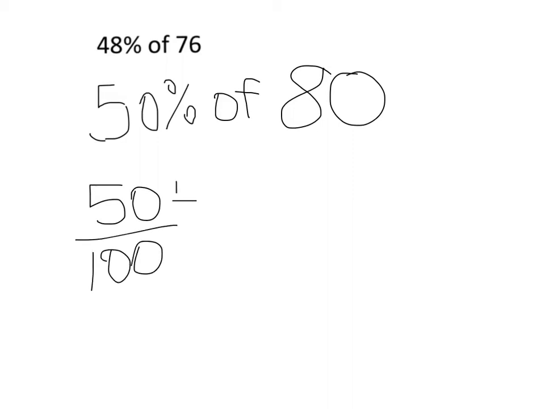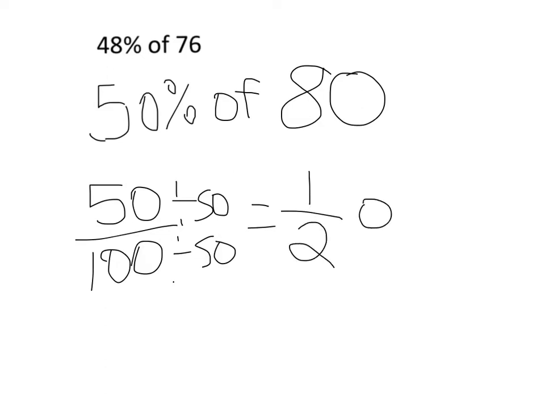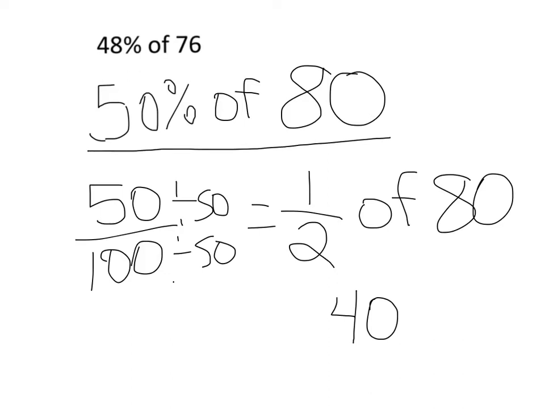Simplifying it down, I can divide both by 50. 50 divided by 50 is 1. 100 divided by 50 is 2. So I have 1/2 of 80. Well, 1/2 of 80 is 40. So 50% of 80 would be 40. Some of you could have figured out 50% of 80 without having to make it into a fraction. That's okay. So my answer is about 40.